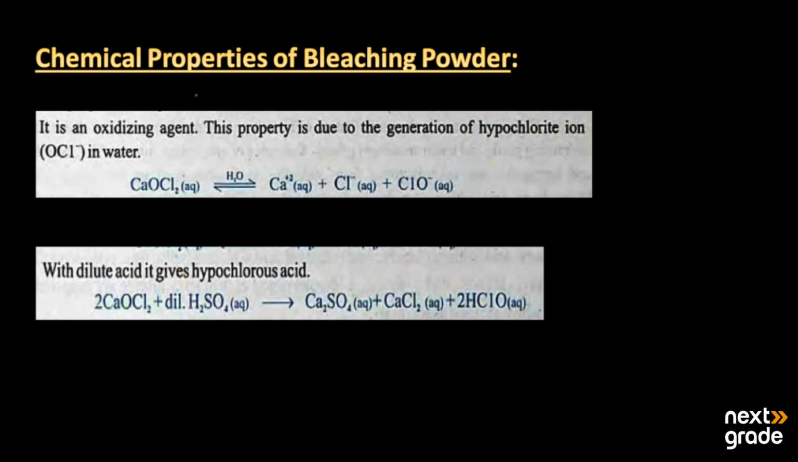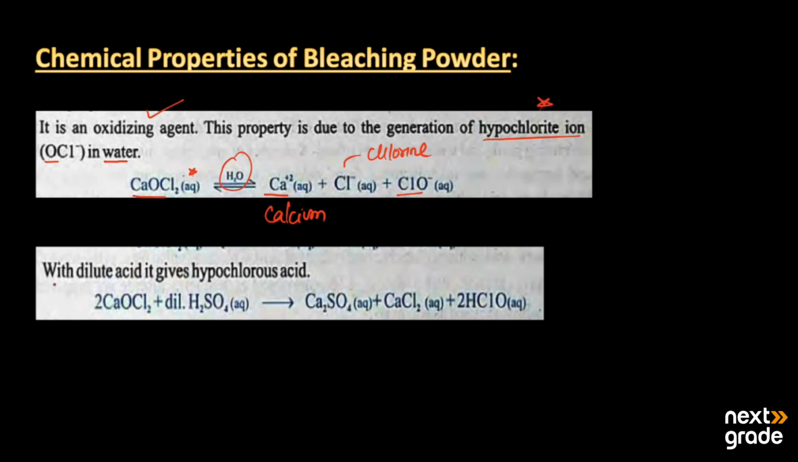The number one chemical property: as it contains oxygen, it can act as an oxidizing agent. This property is due to the generation of the hypochlorite ion, whose formula is OCl negative, which it produces in water. So when bleaching powder CaOCl2 in aqueous form reacts with water, it produces ions like calcium ions, chlorine ions, and hypochlorite ions.